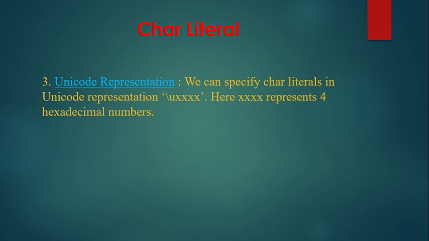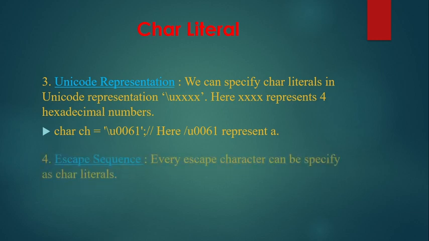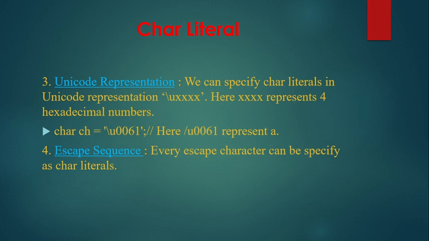Next is Unicode representation. We can specify character literals in Unicode representation also. Here, 4x represents 4 hexadecimal numbers, and Unicode is represented by \u. For example, char ch = '\u0061'. Here, \u0061 represents a. Escape sequence: every escape character can be specified as a character literal. For example, char ch = '\n'. Here \n describes the new line.